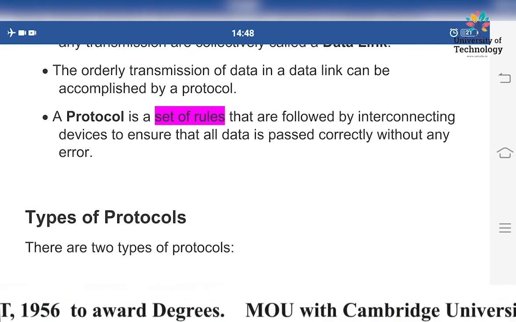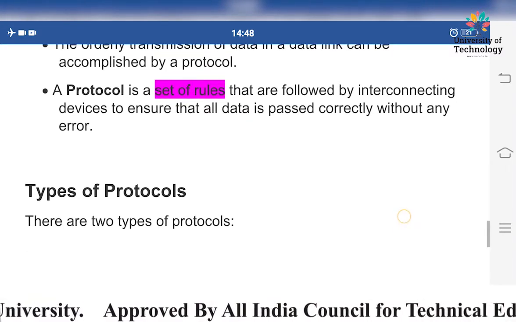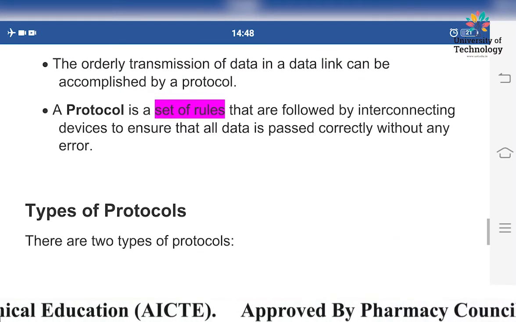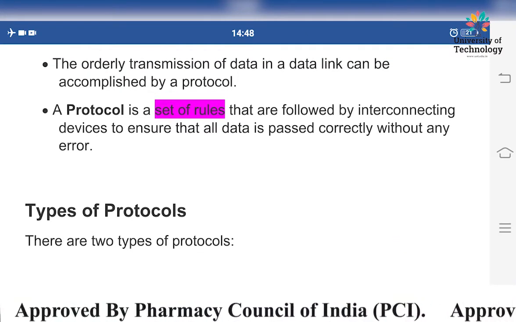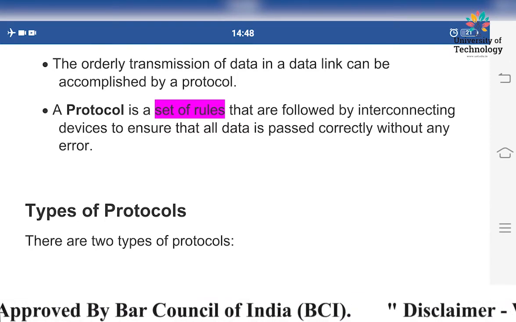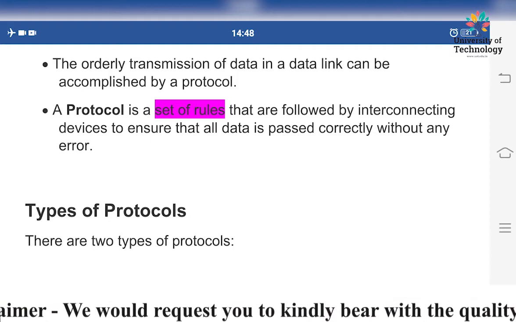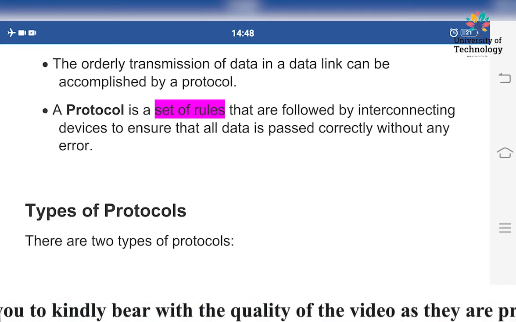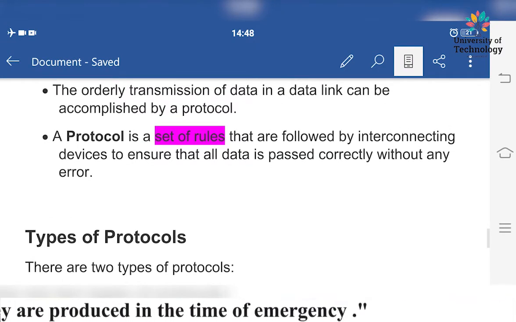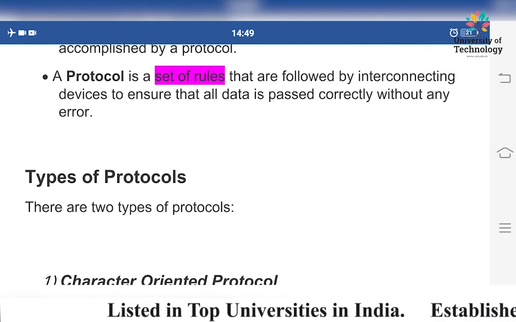So what is the basic job of protocol? If you are talking about the function of protocol, it makes sure that whatever data is being sent, it is sent correctly. There is no error in the data. And if you have to define what protocol is, it is basically a set of rules that we follow for interconnecting devices. And why do we follow it? So that we can make sure that whatever data is being passed, it is passed correctly. Right? Is this clear? It's a set of rules that is followed by interconnecting devices. All the devices that are interconnected to each other follow the rules, and those rules are called protocol.